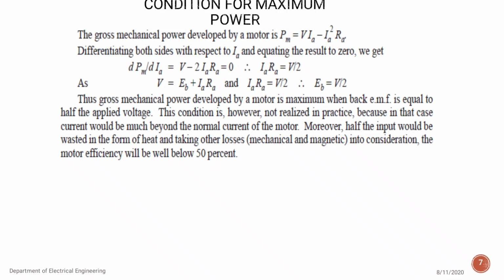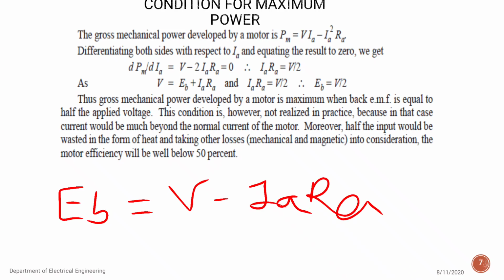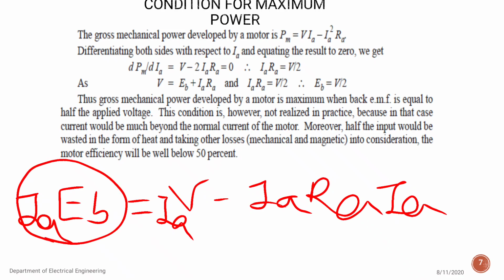So choice is yours. Okay, so yesterday we have seen that equation. So we will cover this short part and then we'll go for the types. We have seen that EB is equal to V minus IA RA, right? So what we have done, we have multiplied by IA with each and every term.